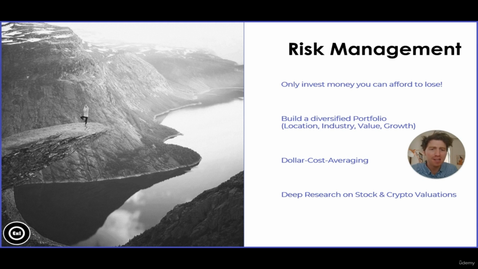And last but not least, always do your homework, do your own research when it comes to stock and crypto valuations, because as I explained previously in the lessons, you have to look at previous performance, the ratios you're going to learn in this module, and also the indicators. And please don't just blindly follow the herd, what you see on Bloomberg or CNN or other mainstream channels.